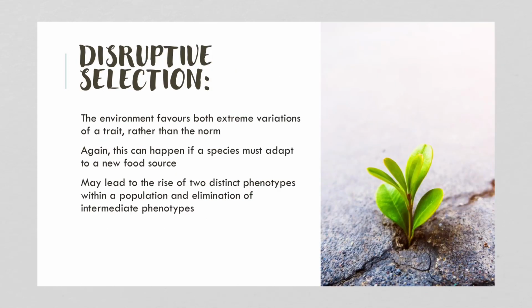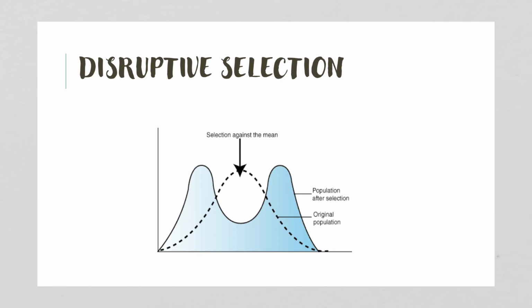Disruptive selection is interesting because the environment favors the two extremes of the trait rather than the norm. This can happen if a species has to adapt to a new food source again. And it could lead to the rise of two very distinct phenotypes in a population, and maybe even eliminating the intermediate phenotype. So again, this was the original, and now you have two peaks, and the center, the norm section, is not favored at all.